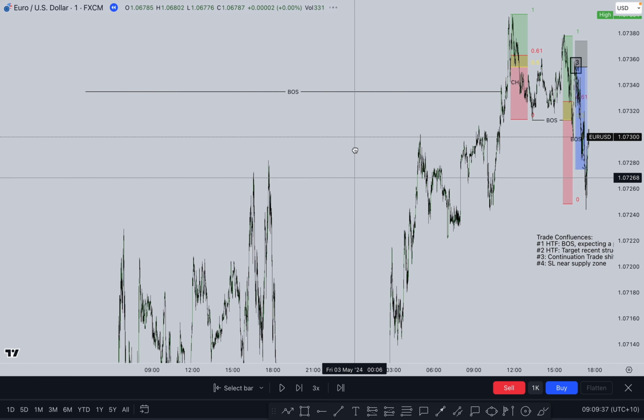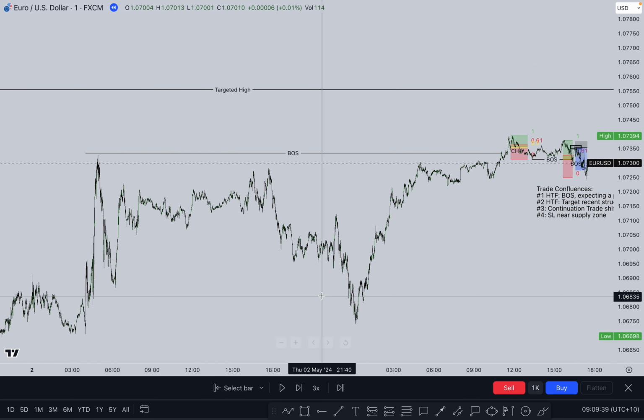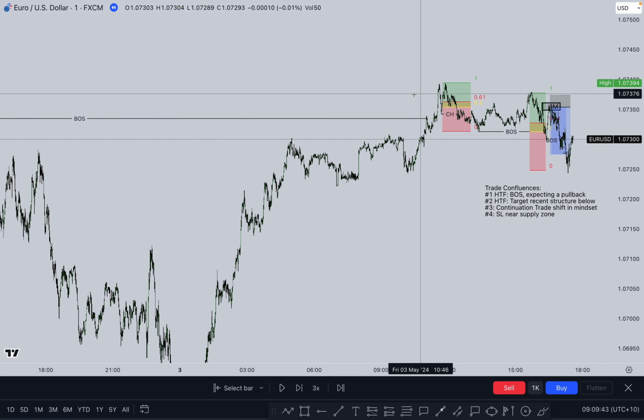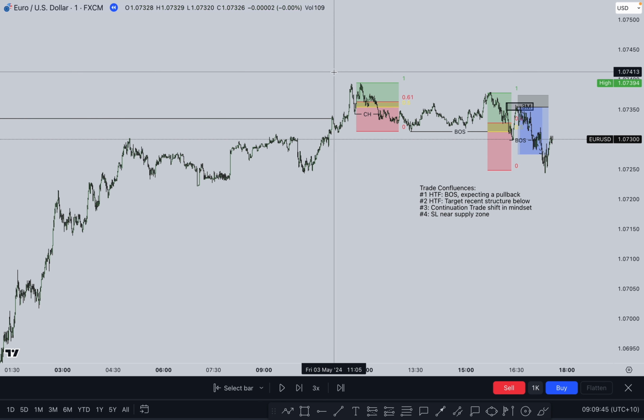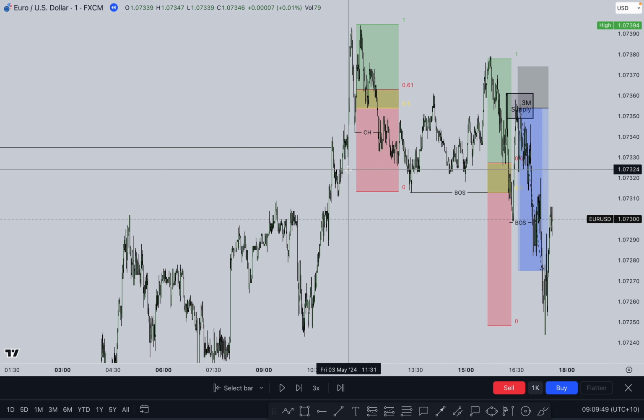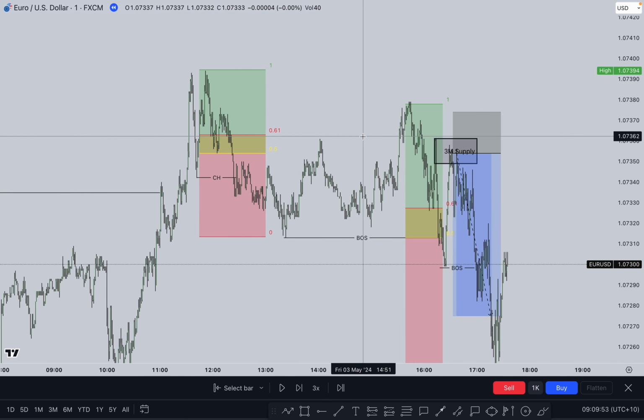So higher time frame break of structure, expecting a pullback, right? Overall structure, we are bullish. Perfect. Now, what do we expect after a bullish move? Clearly, we expect a pullback, right? So, we have our breaker structure here and a higher time frame breaker structure here.